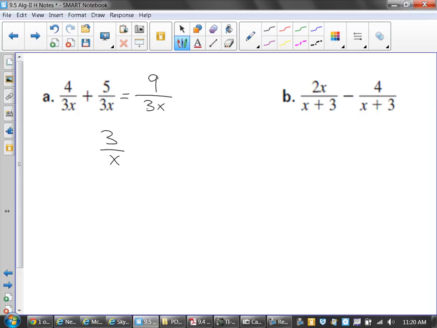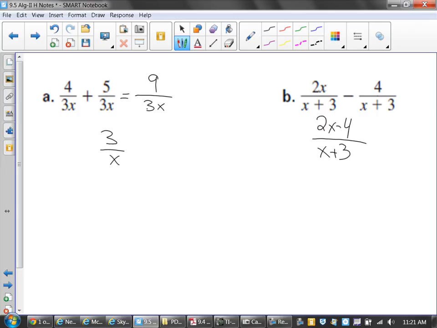Again, it's the same basic scenario as you guys did before. As long as you had a common denominator, you could add the numerators together. The denominator stays the same. Does it work the same with subtraction? Yeah. These guys have a common denominator. It's x plus 3. So now what's 2x minus 4? Good.